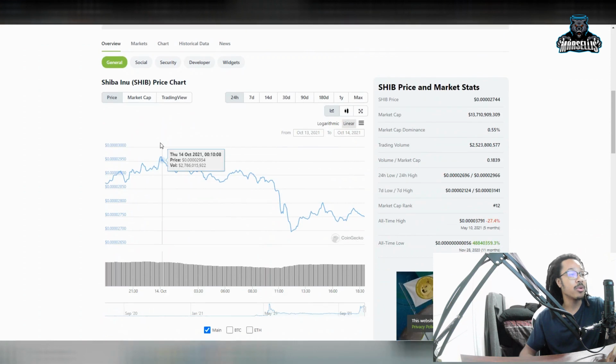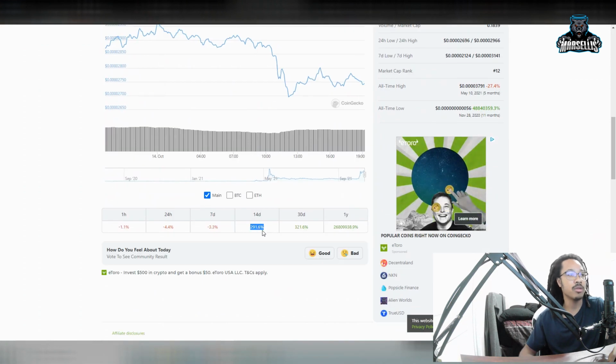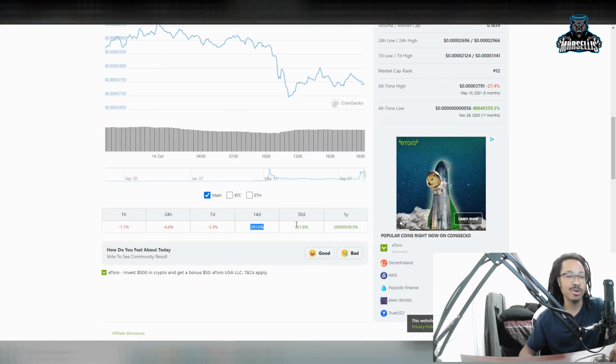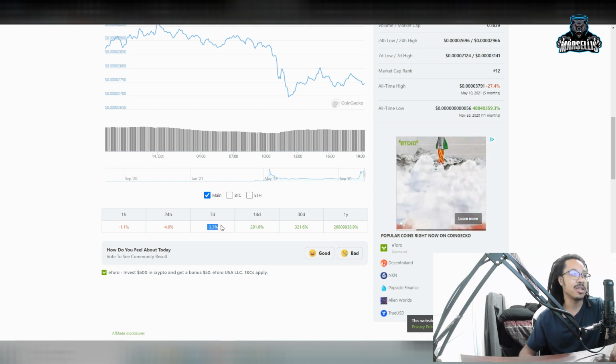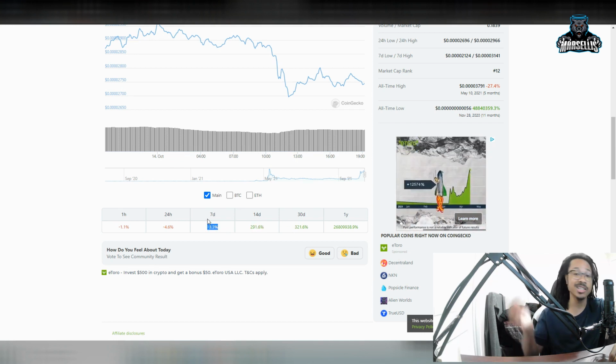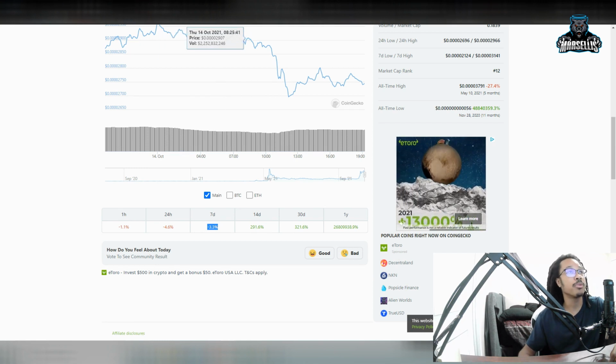and if we continue to have a lot of selling going on. But anyways, Shiba Inu is still doing good, like 291% in the last 14 days, 321% in the last 30 days, 3% down in the last 7 days, and only 4.6% down in the last 24 hours. So we're doing pretty good here with Shib.